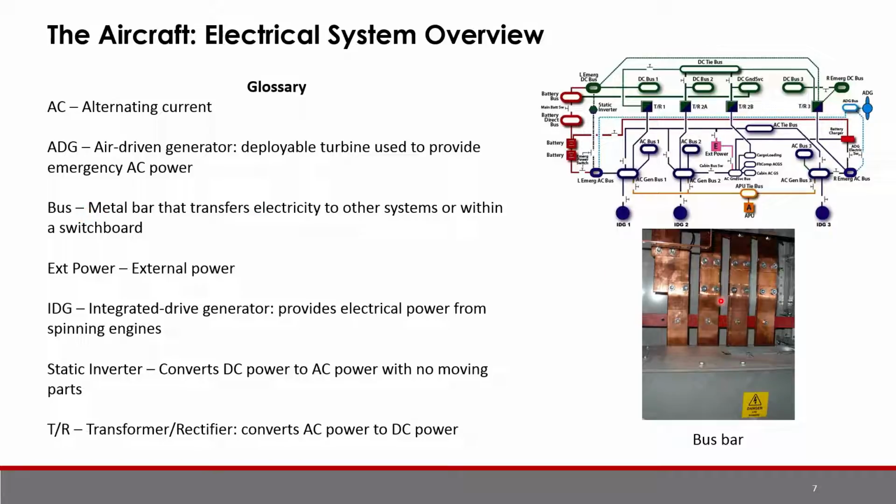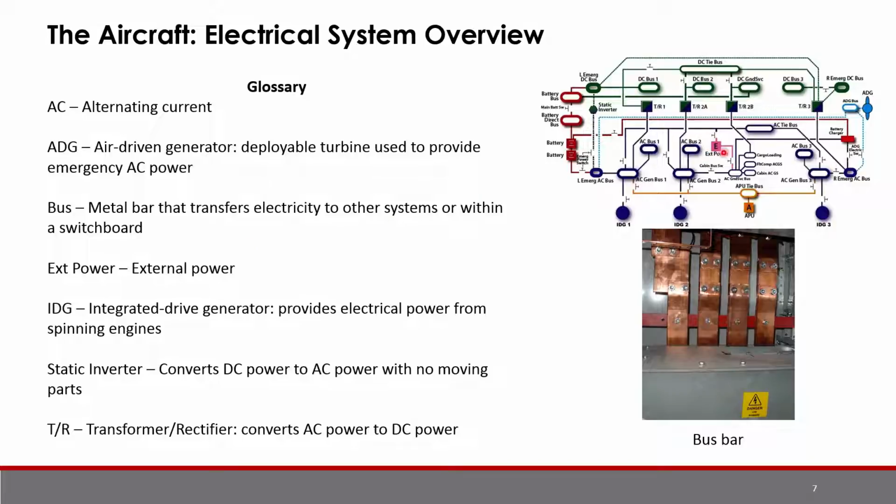It's a big metal bar, normally copper, that acts as pretty much a giant all-directional wire that can transfer electricity to other systems or within a switchboard or a circuit breaker board. So these buses all have other systems connected to them to deliver power.